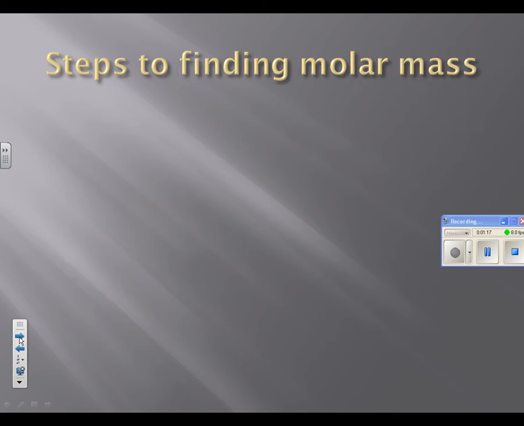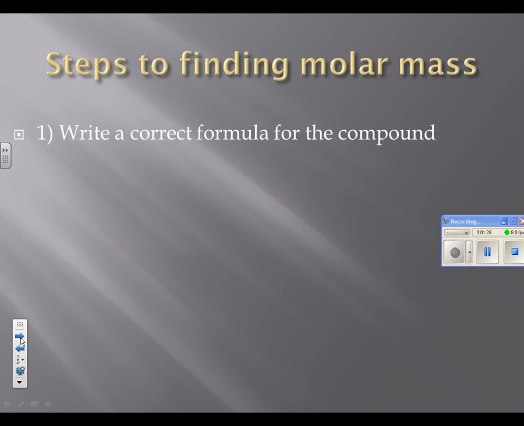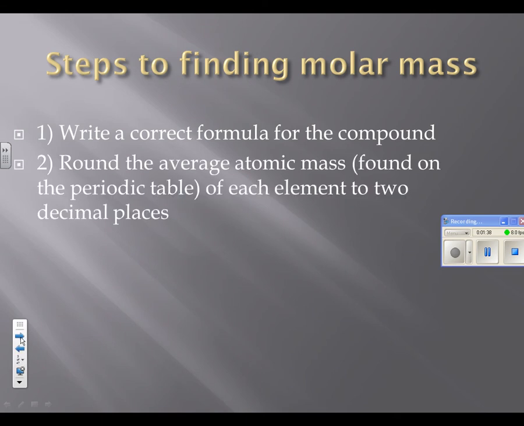So the first thing we're going to talk about is finding molar mass. Make sure you mark this video if you don't get it, because you're going to have to find molar mass a lot over the next couple weeks. So step one is write the correct formula for the compound. If you don't have the correct formula for the compound, everything is going to be wrong. So always double check to make sure you've got your charges crisscrossed and all that good stuff before you go on. Next, you round the atomic mass found on the periodic table, each element to 2 decimal places.